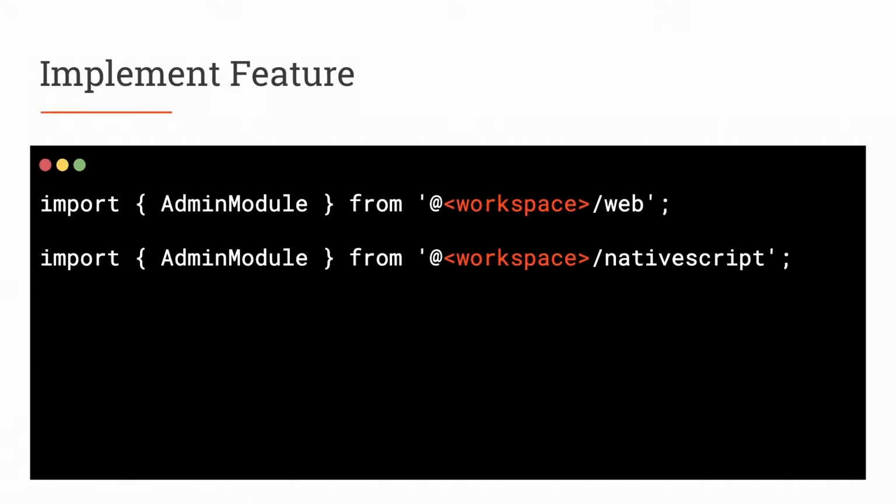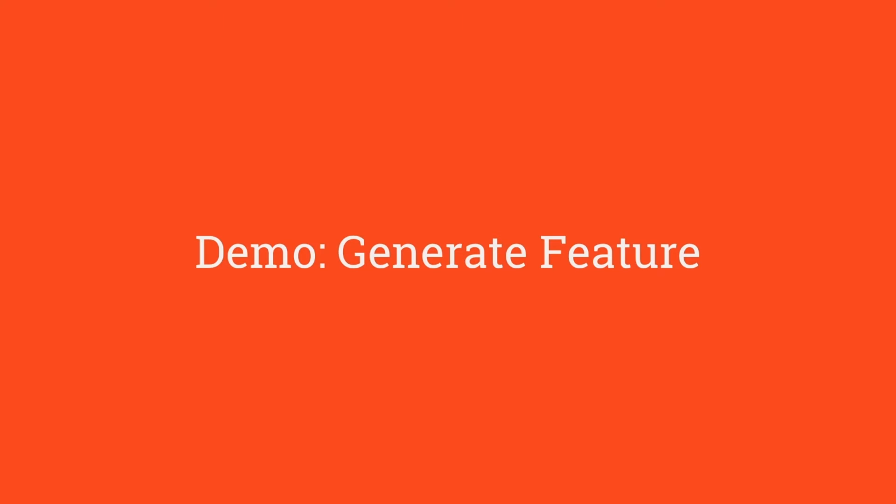To implement a feature, it's pretty easy. Now that we've created it, we're going to just bring that into whatever application we want. So we go inside our apps directory, and wherever we need that feature, let's go ahead and bring in that module as necessary. In this case, you're just going to substitute out the workspace with whatever the name is of the workspace that you created when you executed create-nx-workspace. So in this case, we called it unicorn, so this would be @unicorn/web or @unicorn/nativescript. So let's take a look at generating out a feature.